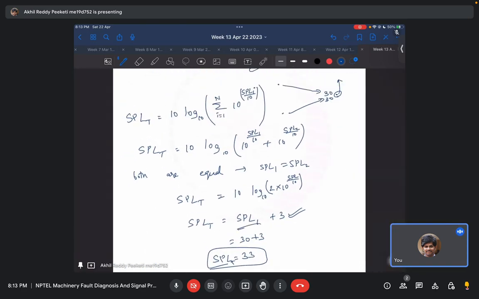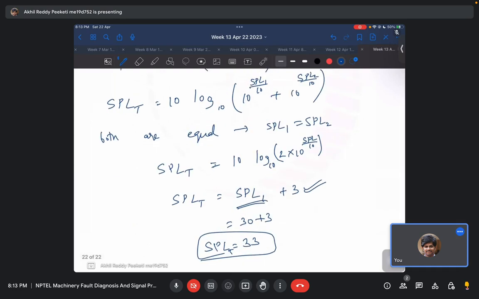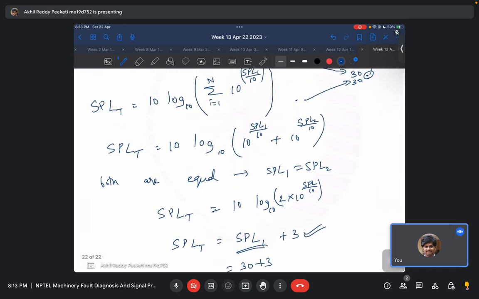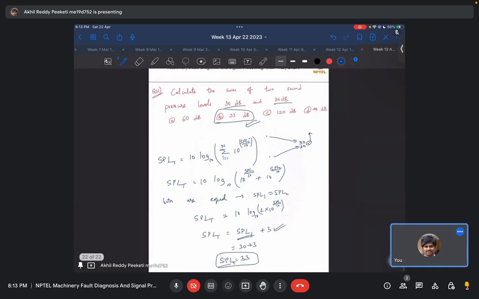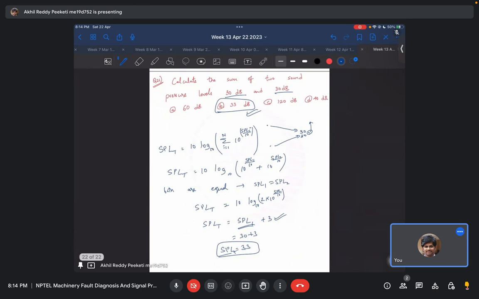So when both are equal, you can just do this instead of doing all that 10 log 10 calculation. You can just add 3 to the given SPL, but only in the case when both the SPLs you are adding are equal. Okay, let's move to the next question.